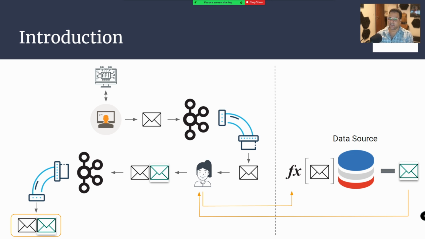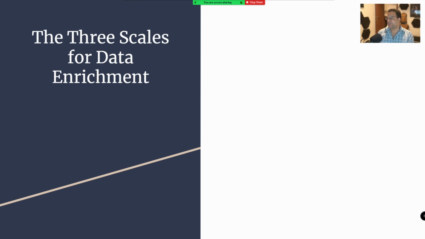This slide describes what data enrichment in general looks like in the world of Kafka. We get a raw message, we activate an enrichment function on an external data source, and we pass the enriched message, which is made of the raw data and some enrichment data, together into a new message, which is an enriched message. So, the three scales for data enrichment, things we need to consider when implementing data enrichment in our data pipelines.